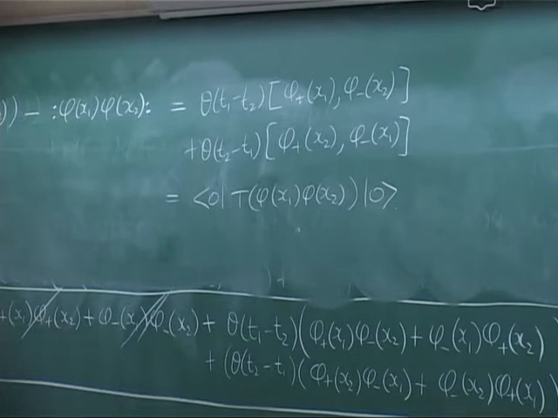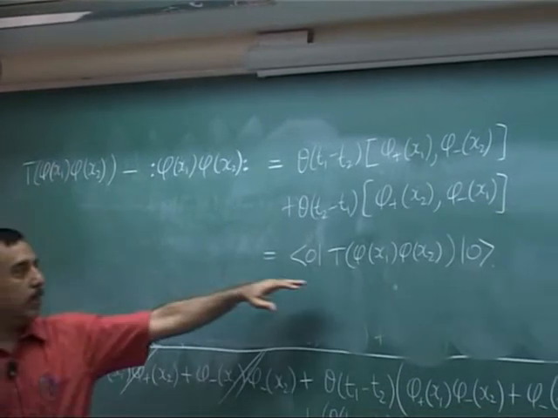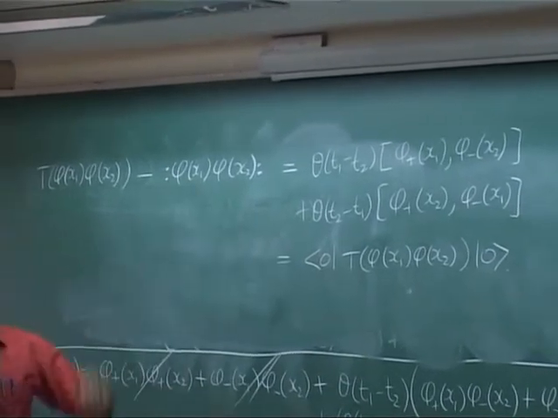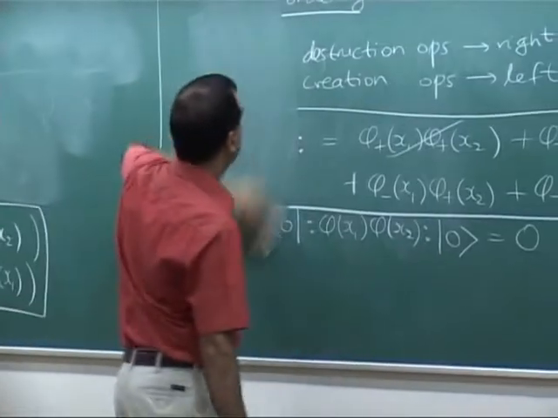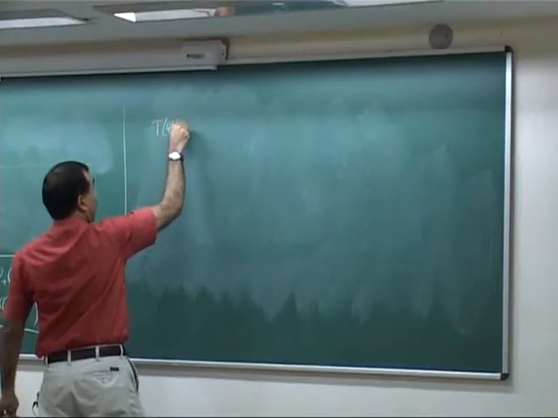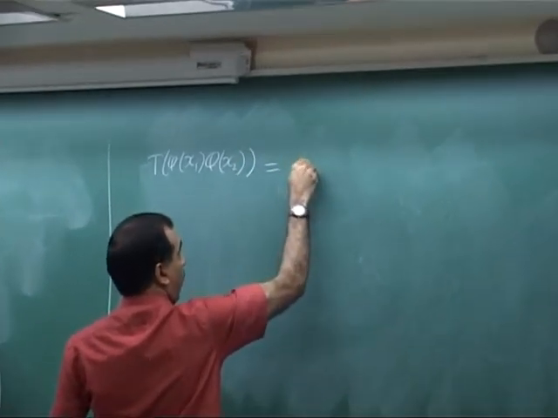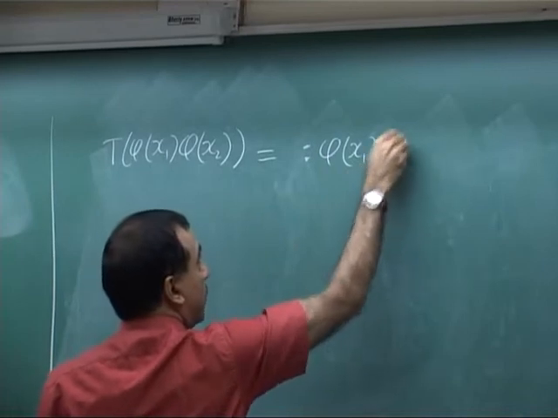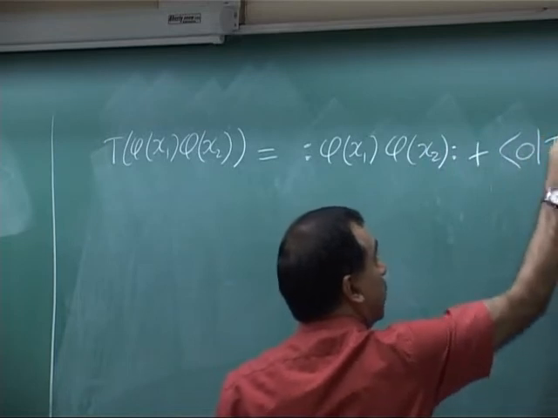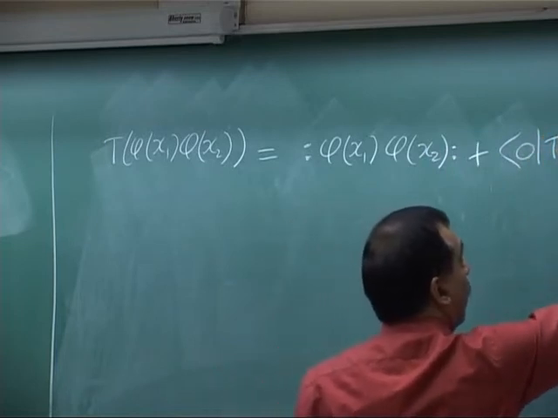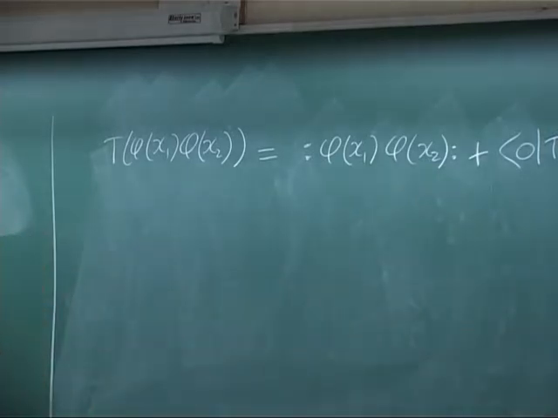Is that clear? So, there's a rule that T of phi 1, phi 2 can be written as its own expectation value plus the normal ordered product. So, let's write that rule, and then we'll be able to generalize it quite easily. In writing this, you must be very clear which terms involve vacuum expectation value and which don't. Only the last term here has the vacuum expectation value. Okay, so this is one result.